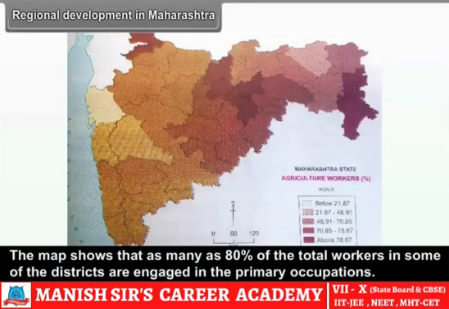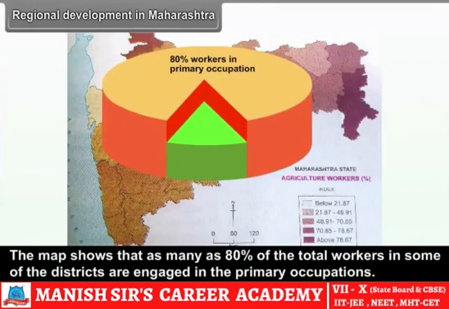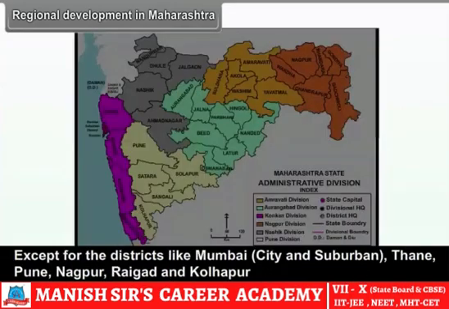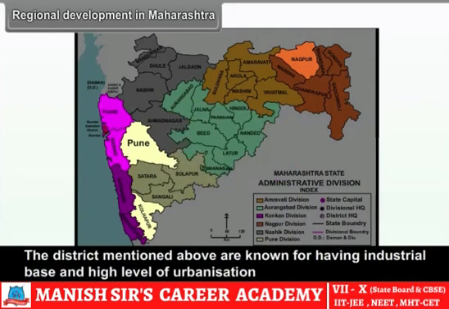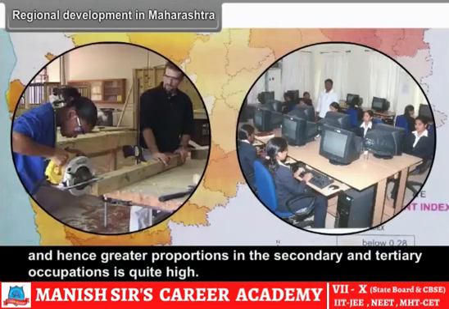The map shows that as many as 80% of the total workers in some of the districts are engaged in the primary occupations. Except for the districts like Mumbai City and Suburban, Thane, Pune, Nagpur, Raigad and Kolhapur, the percentage of workers engaged in agriculture is quite high, over 60%. The districts mentioned above are known for having industrial base and high level of urbanization, and hence the proportions in the secondary and tertiary occupations are quite high.